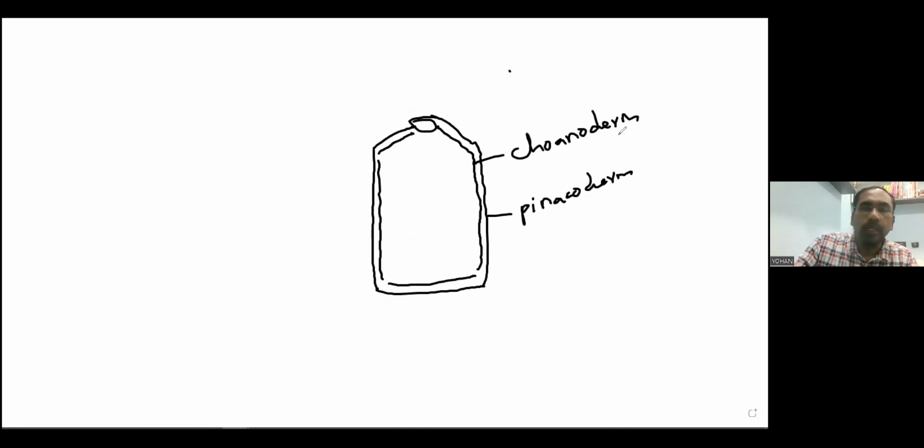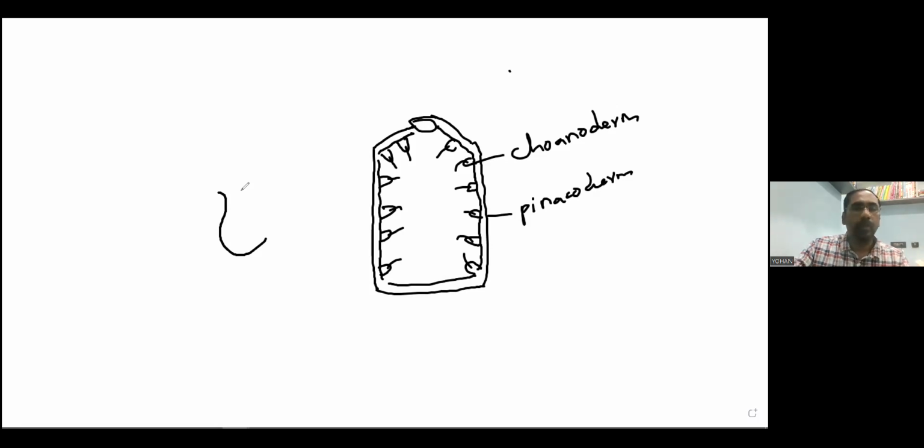The inner layer has flagellated cells. The name of the cells is choanocytes, so the name given is choanoderm. They have a collar-like structure, so the name given is collar cells.